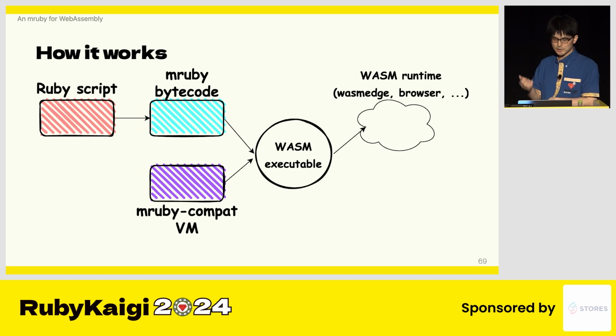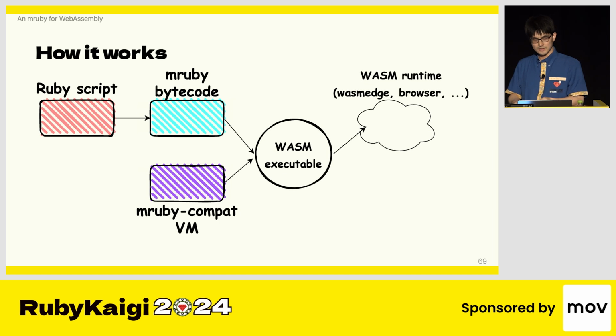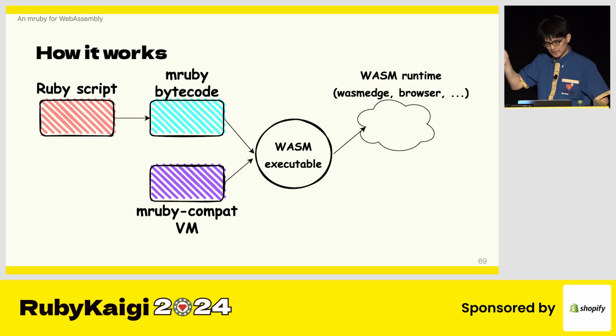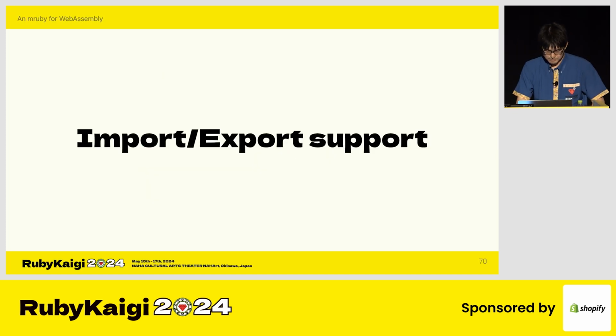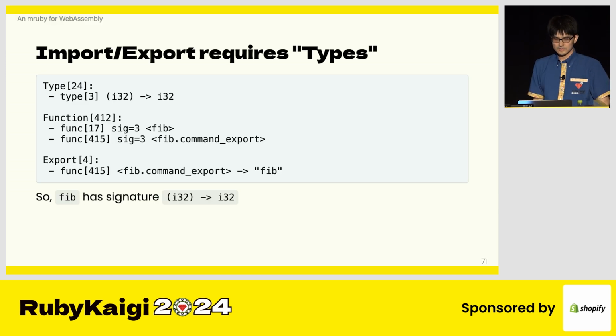In the make command, we compile the Ruby script into mruby bytecode. Actually, it uses mrubc. Also, I created an mruby compatible VM using Rust, and then combine the two parts into one WASM executable. And this one binary WASM can run on both browser and WASM runtime.